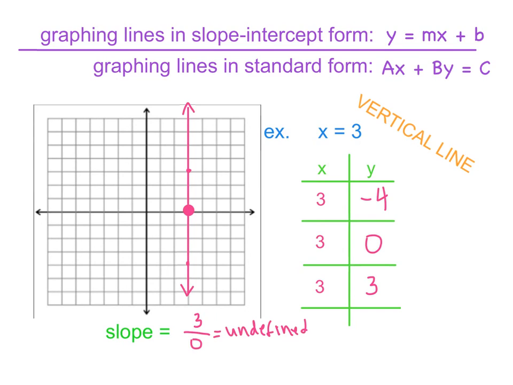And there you have it. Okay, we know that x equals 3 is going to be a vertical line. Here's the proof of that. Here's my line, and there's my slope, and it's done.